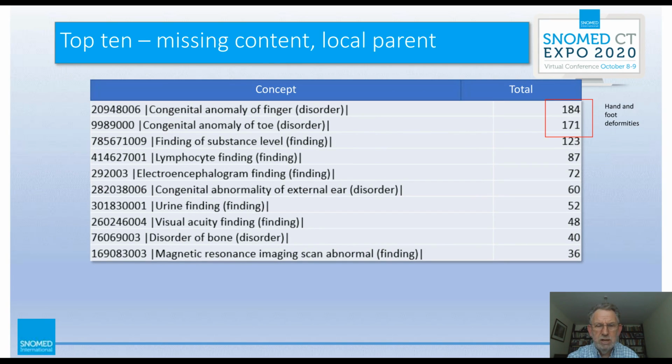So where were the gaps? As you might expect, around fingers and toes and hands, there was a significant gap. Also around substance level and lymphocyte findings, in particular, the investigations of lymphocytes over the past few years have expanded rapidly and are very detailed. There is also a gap, or at least it needs more examination, around EEG findings, and I admit my knowledge of EEGs is fairly limited, and around congenital abnormalities of the external ear, which are defined to some level of detail in HPO.